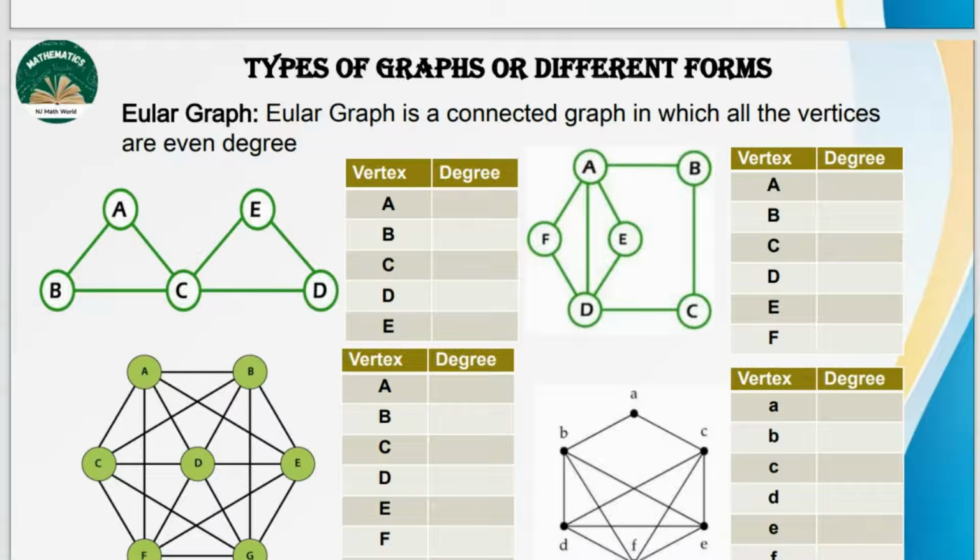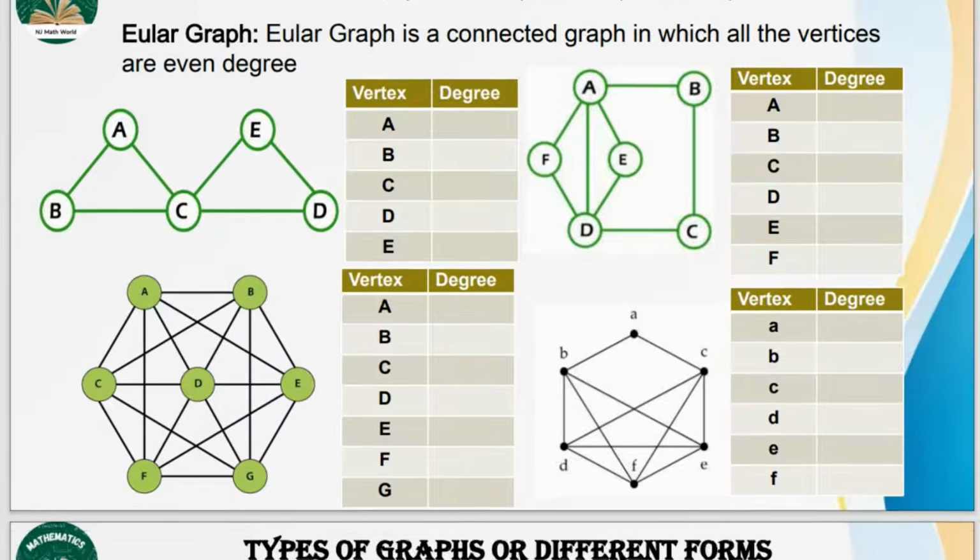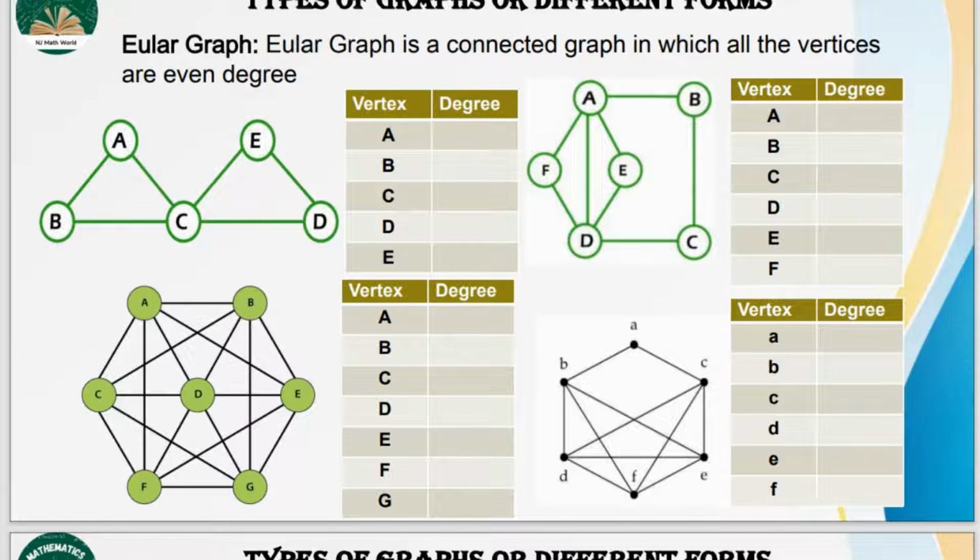Then you have the next one in the types of graphs, the Euler graph. What is meant by Euler? An Euler graph is a connected graph in which all the vertices have even degree.